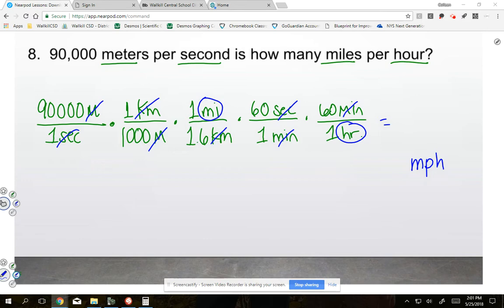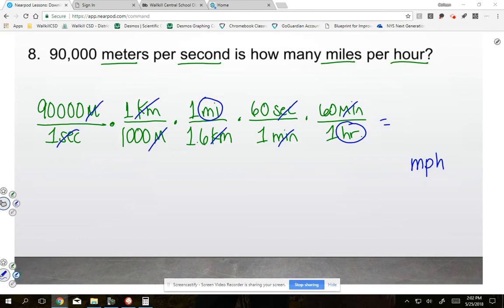Yes. Still have to do the other step, sorry. Is this correct? Just the unit that cancels out, not the number. Bryce, what you got? 202. Correct. 202,500 is the correct answer.